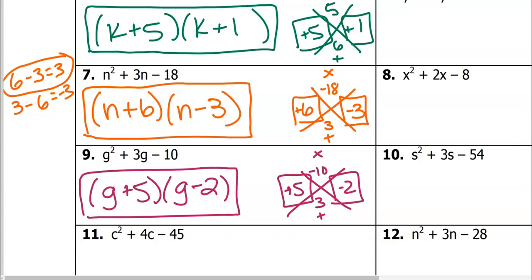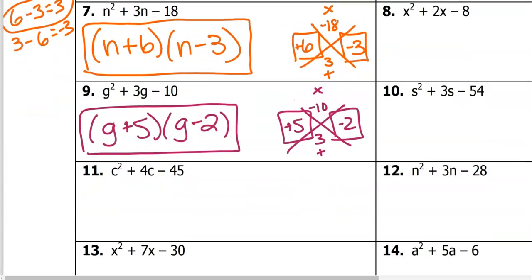Okay. How about you also try number 11? C squared plus 4C minus 45. So if you need to make your list of factors on the side to help, do it. Like 1 and 45, 2 and nothing. 3 and 15, 4 and nothing, 5 and 9. No, it's 9 and 5. Okay, so those are your only sets, right? So then look at each of those pairs and think which one of those could somehow give me a 4.